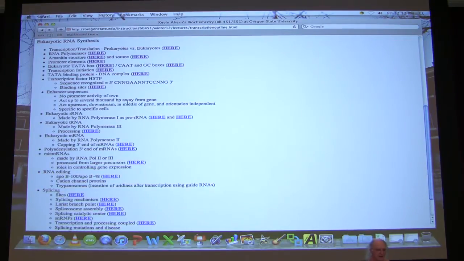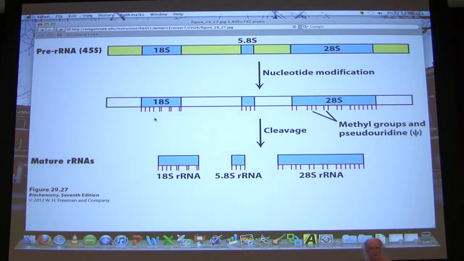Okay, so I've talked about enhancers. I want to just say a brief word about ribosomal RNAs in eukaryotes. You remember in eukaryotes that we have 3 different RNA polymerases. The one I've been talking about so far has been RNA Polymerase II, which makes the messenger RNAs. RNA Polymerase I makes the ribosomal RNAs. And look at what we see here.